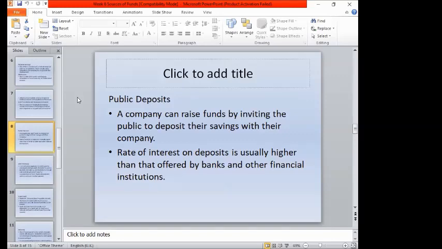the company should raise funds to encourage investors to invest and deposit their investments with the company. And the rate of interest on deposits is usually higher than the bank offerings or other financial institutions. That is what we call public deposits. The company can raise funds that encourage investors to invest for them.